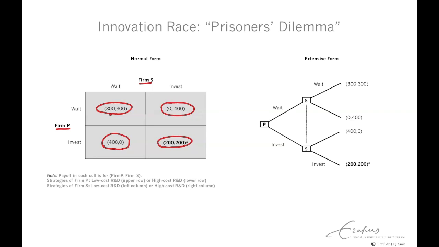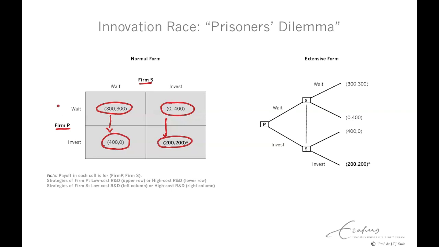Consider investing by firm P. If firm P invests, his payoff if firm S waits dominates waiting, because 400 is bigger than 300. But also in the case firm S invests, investing for firm P dominates waiting, because 200 is bigger than 100. So independent of what firm S does, firm P always has a higher payoff when investing. This is a dominant strategy. Or in other words, Rule 2, the waiting strategy is dominated or can be eliminated.